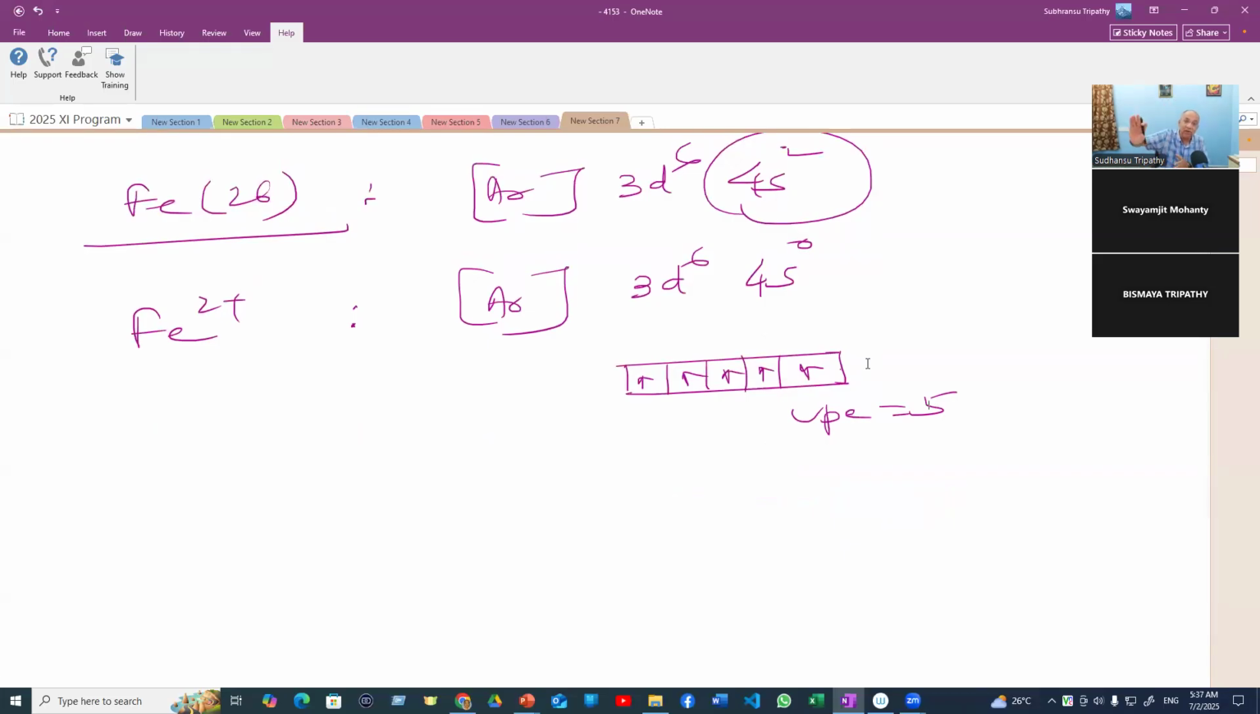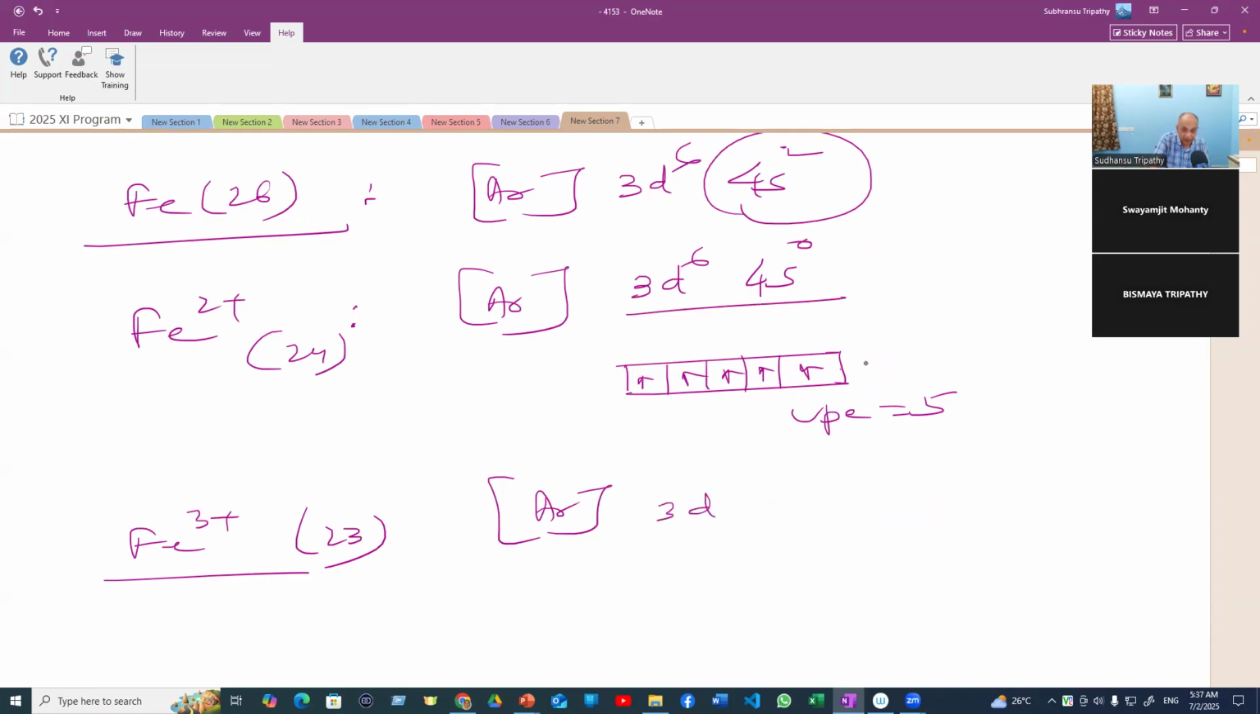Because while ionizing, students make mistakes. No, it's wrong. And what will Fe3+ be? It will have 24 electrons and this will have 23 electrons. So argon, then 3d5, and finally I write 4s0. So the number of unpaired electrons gets changed. It will be 5 instead of... oh, I'm so sorry. It was 6. The unpaired electron is 4.